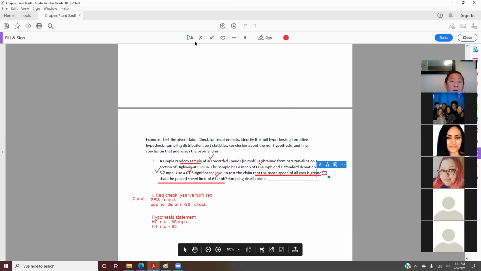Okay, so make sure there is a lot of reading in this case. When you read, underline all those words that we do. This is worth 2 points in your test, writing the hypothesis statement. Okay.